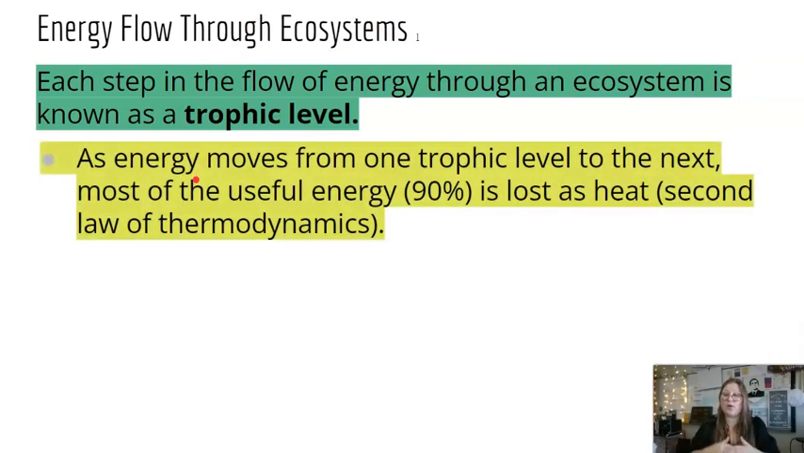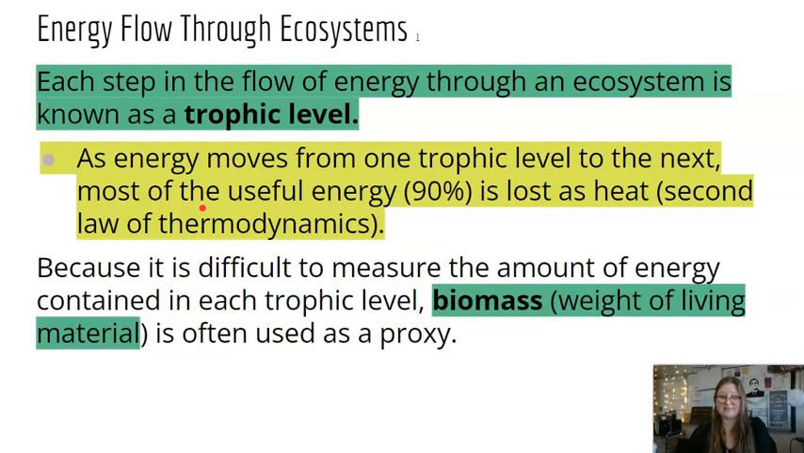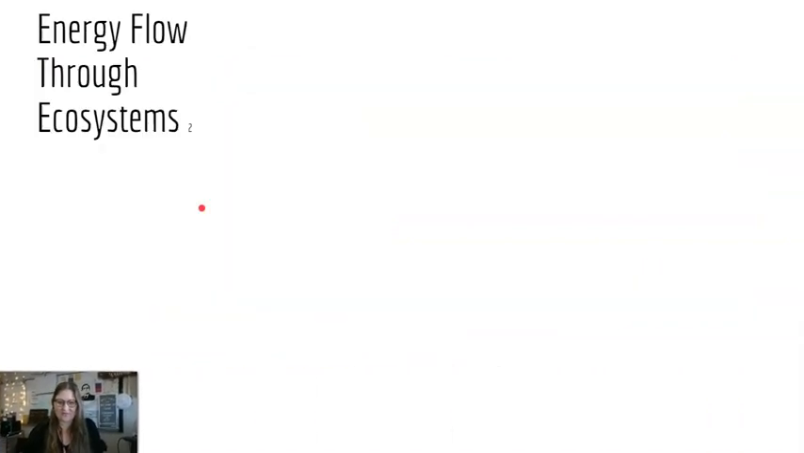So as energy moves from one trophic level to the next, most of the useful energy, 90% of that energy, is lost as heat. This is because of the second law of thermodynamics, which is that when energy changes form, some of it has to be lost as not useful energy, which in this case is heat. Because it's difficult to measure the amount of energy contained in each trophic level, biomass, which is the weight of living material, is often used as a proxy, because you can only be a living thing if you're getting energy. So we can see how much energy is available at each trophic level by measuring how much living material is at each trophic level.